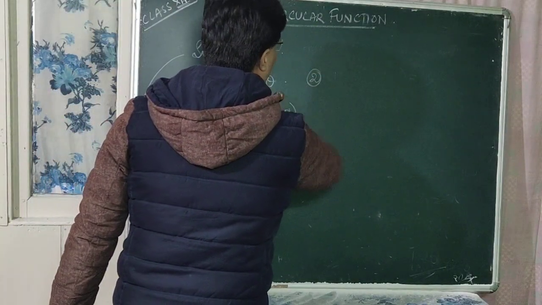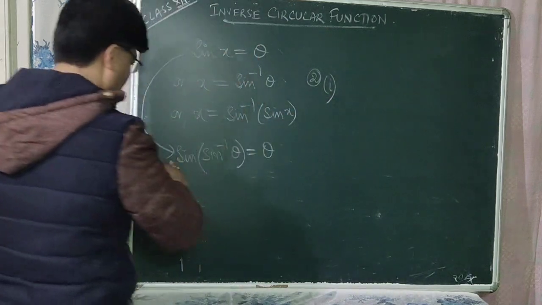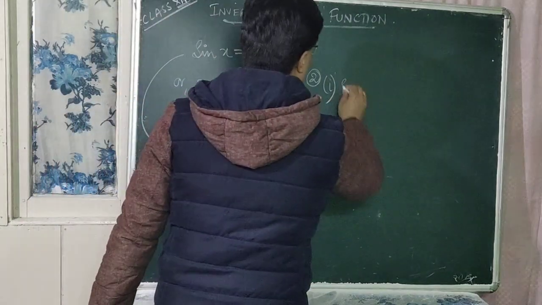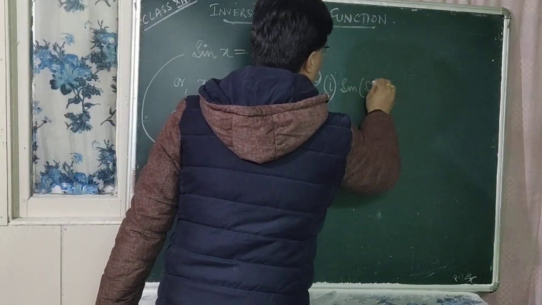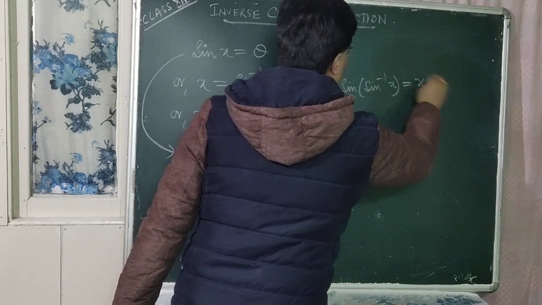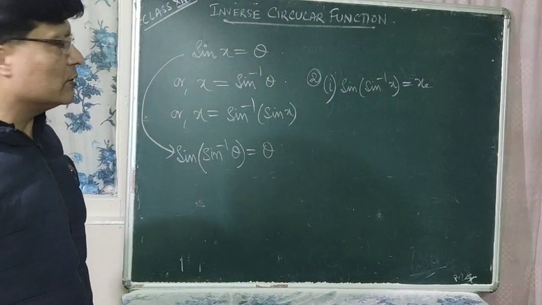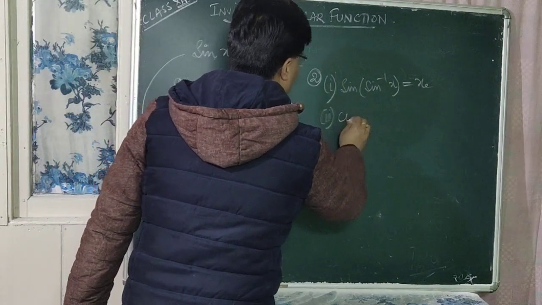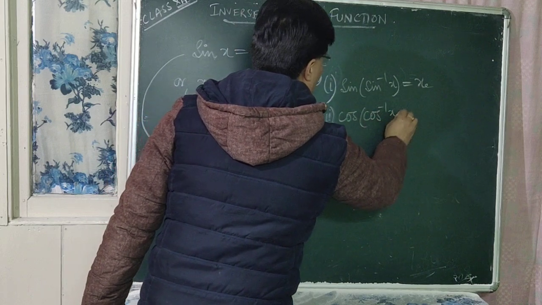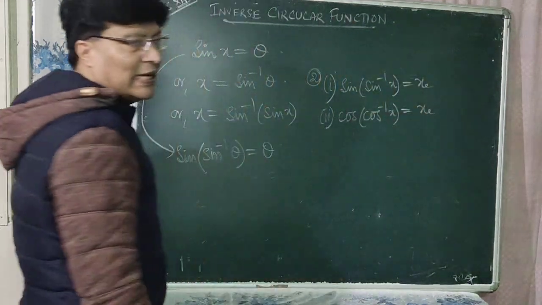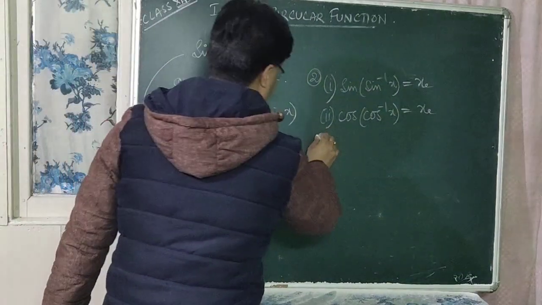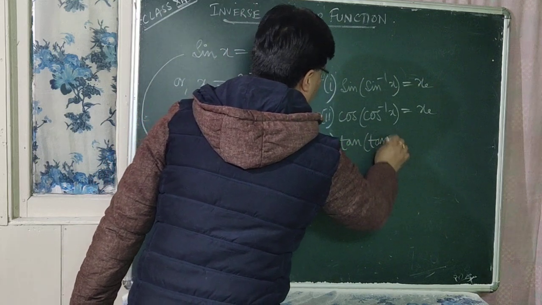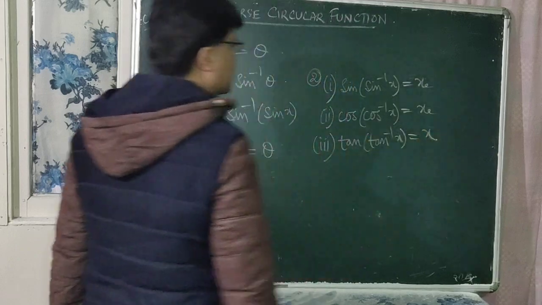So for the number 2 formula, write down number 1. Number 1 is this one. So instead of theta, we are writing x, right? So sin of, within the bracket, sin inverse x is equal to what? X. Sin of sin inverse x is equal to x. Is that clear? Next, number 2, cos of cos inverse x is also what? X. Number 3, tan of tan inverse x is also x. Okay.